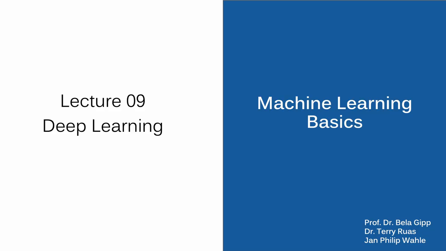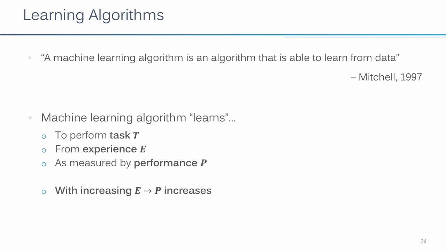Okay, enough about the history. Now we start with some basics on machine learning. How do these systems work under the hood? And for machine learning, you basically need three things. And that's also true for deep learning.